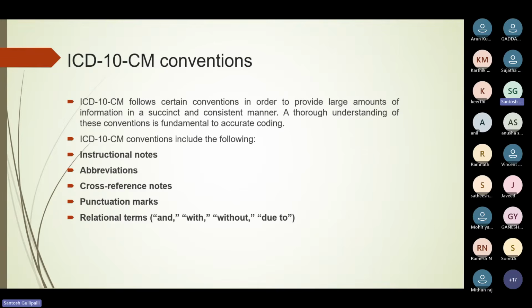The conventions give some instructions. What are the ICD-10-CM conventions? These are the following conventions: instructional notes, abbreviations, cross reference notes, punctuation marks, relational terms, and "without" and "due to". I will tell you one by one.